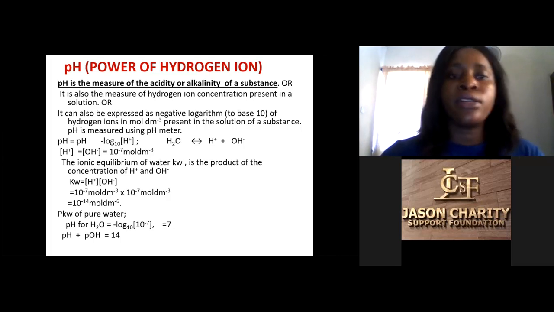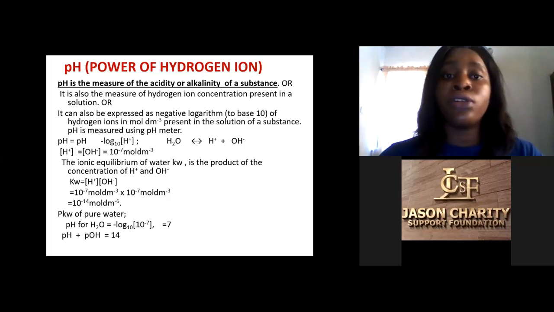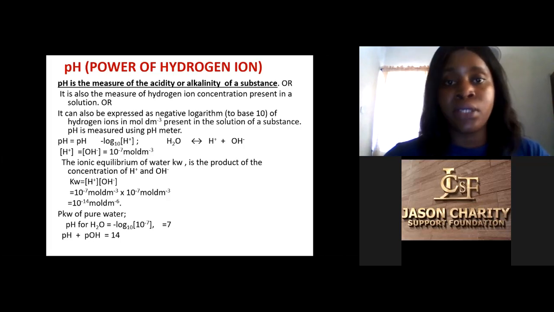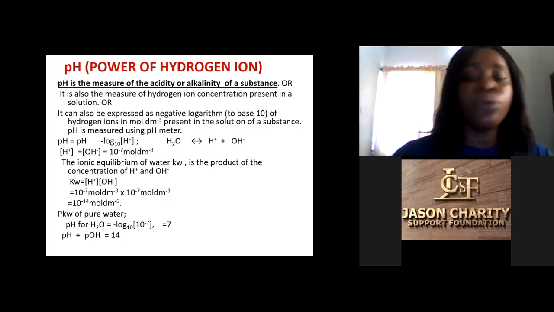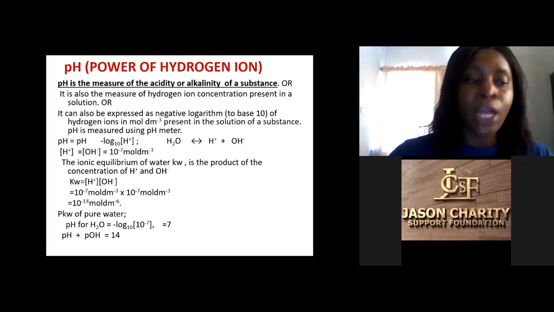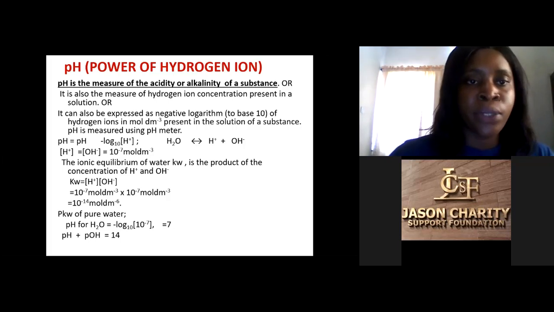And pH is measured using the pH meter. So it is always good to monitor the pH of a substance and also the pH of certain chemicals in the body. There are certain levels of pH that are comfortable or good for the body, so it is always good to monitor the pH. The pH of the drinking water we take ought to be monitored too.